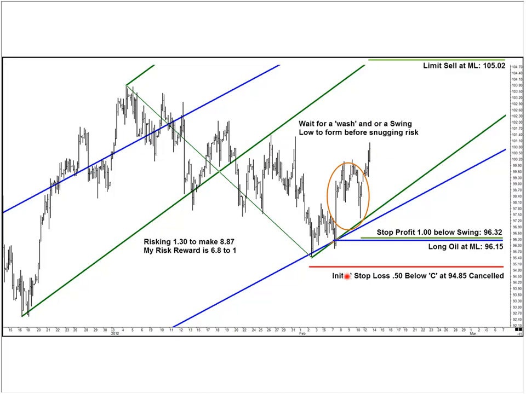So I'm going to go from my initial stop at 94.85, I'm going to cancel it. And I'm actually not going to go to break even. Normally I go to break even, but what I'm actually going to do is go 50% below this swing low, which is 96.32. So even if I get stopped out, it's going to be a little bit of money. But really, price has no business getting back below here, and I'm going to give it the noise quotient of 50 cents.